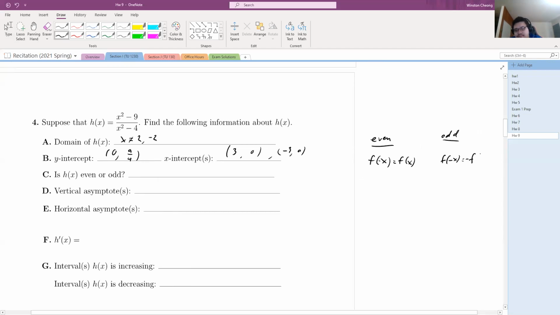So the way you test a function, if you're just given a function, by definition, what you do is you plug in minus x into that function and you see, does it equal the original function itself, or does it equal the negative of itself? And it can do one of those two things. It could also do neither. It could just be something completely different. But if it does satisfy one of those, the corresponding name is even or odd.